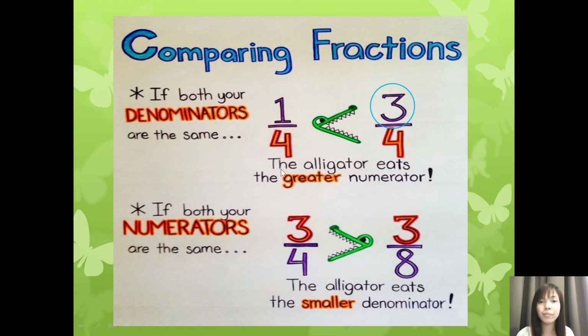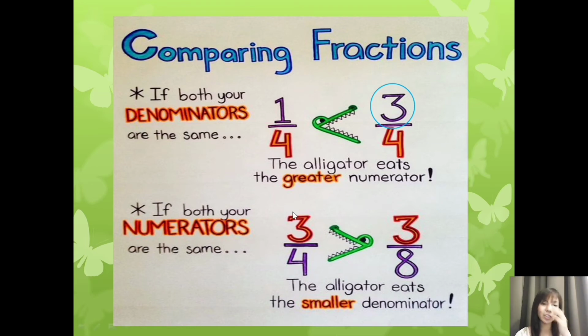Again, 1 over 4 is less than 3 over 4. The number 3 is the bigger or greater number. Understand? Or 3 over 4 is greater than 1 over 4. Okay? So the alligator eats the greater numerator. We're going to eat this 3 because it has a greater numerator.